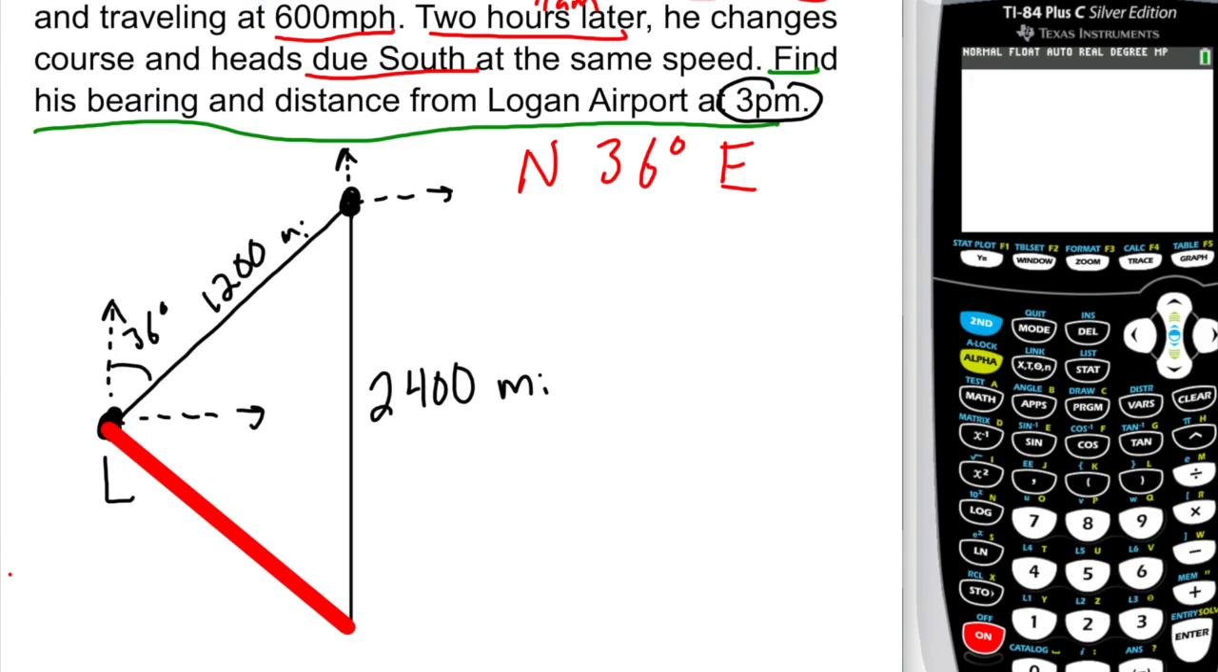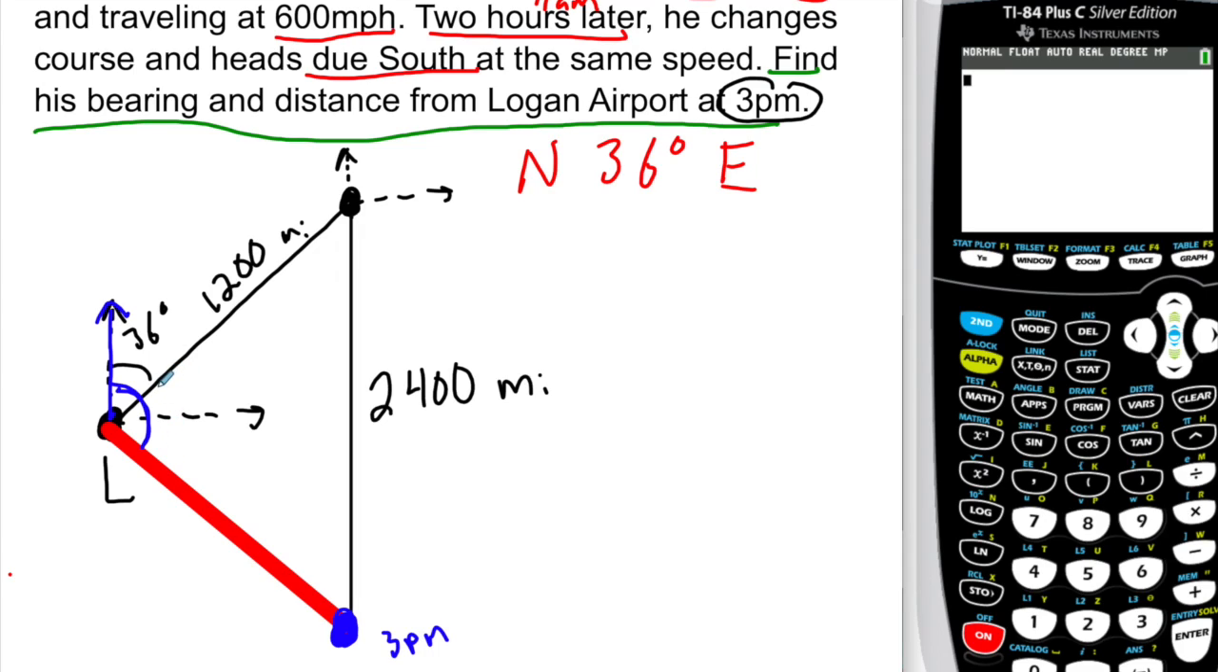So the red line represents the distance between the ending point, right? Because what we know is that, let me get this in a different color, this blue dot that I'm putting on now is where he's at 3 p.m. So at 3 p.m., I need his distance from Logan, and I also need his bearing. So remember, this is north. So I'm going to need this whole thing right here. I'm going to need to know all that. So basically, in the end, I'm going to need to figure out this angle right here.